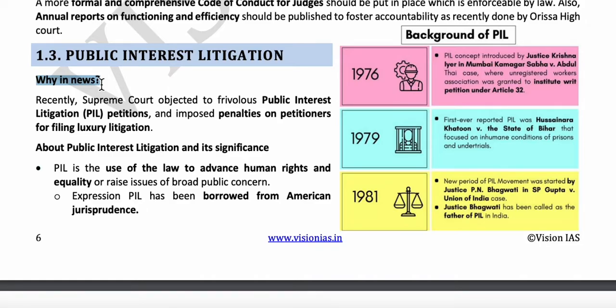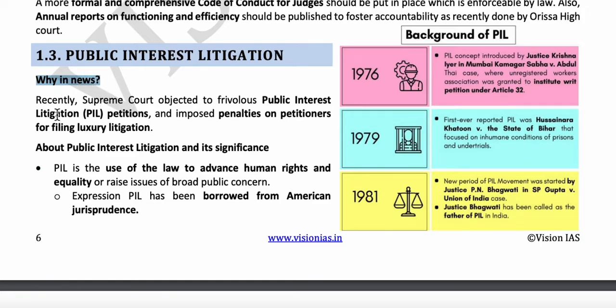Thus, the PIL is a right given to any citizen of India, and we can file a PIL on both public matters as well as private matters. I hope you got a basic idea on PIL. Now let's look into this topic.